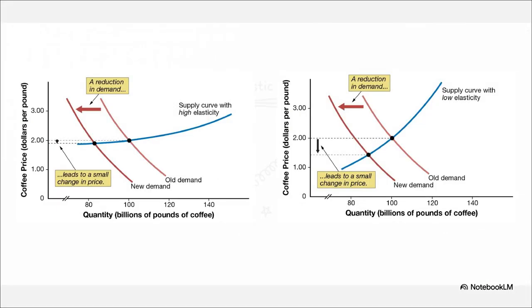And this works for the supply side too. Imagine some new health trend makes everyone stop drinking coffee, so demand drops. Now look at the top graph, where supply is elastic. Maybe farmers can easily just switch their fields over to growing something else. The price only falls a little bit. But now look at the bottom graph, where supply is inelastic. Coffee trees take years to grow. You can't just change what you're doing overnight. That same drop in demand causes the price to absolutely plummet, because farmers are desperate to sell the beans they already grew.